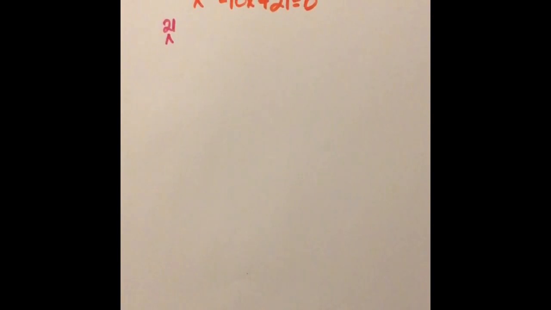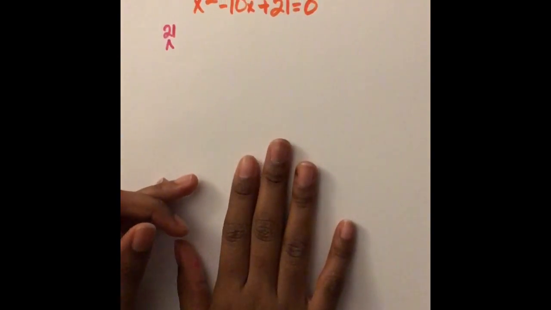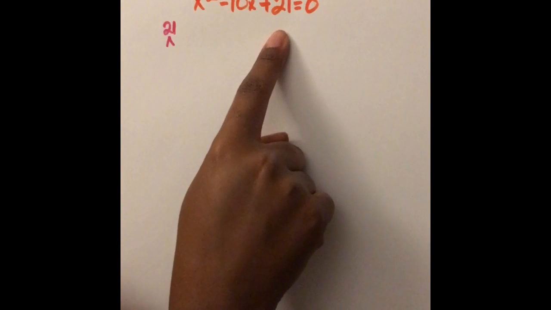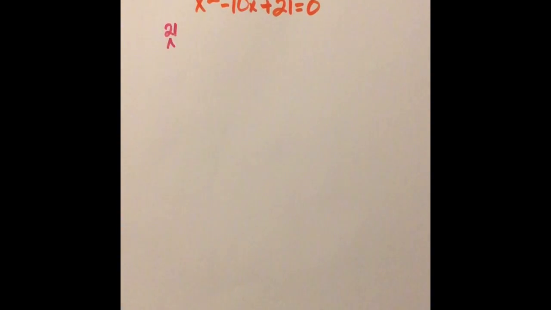Hey guys, my name is Leisha, and today I'm going to be showing you how to factor quadratic equations. Today we're going to start with the first equation: x squared minus 10x plus 21 equals 0.